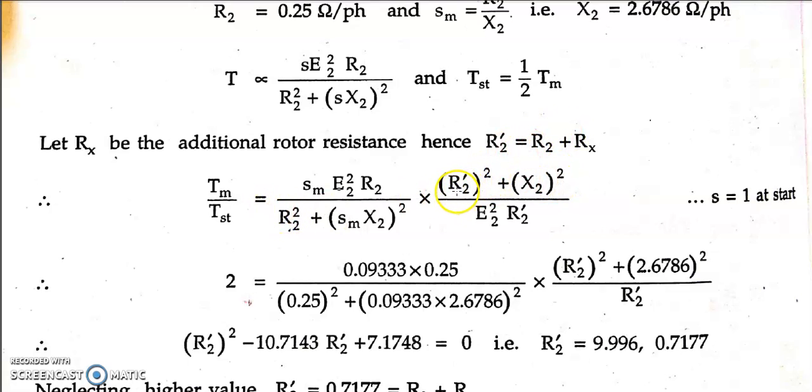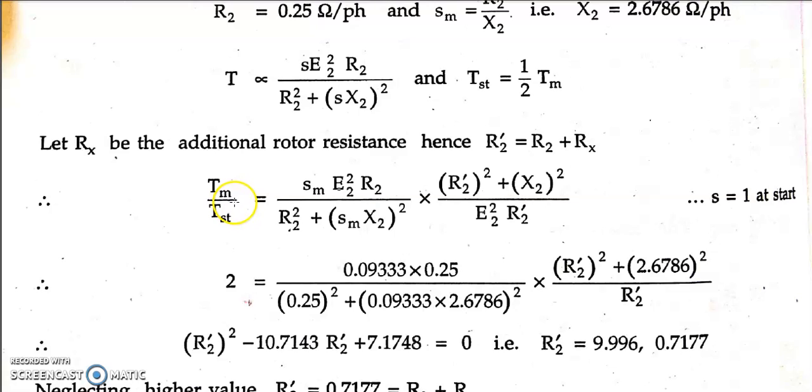Please do remember here, this is the value we got after adding the new resistance Rx to the R2. So these two collectively I'm calling R2 dash. Otherwise you can write it as R2 plus Rx also. And plus X2. This X2 is the same here because we are not changing X2. The only thing we are varying is R2 itself.